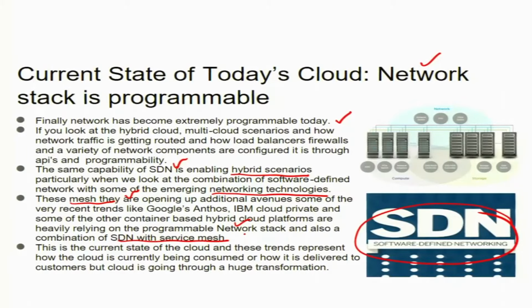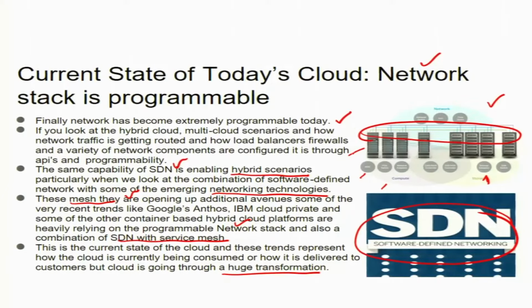So, this is the current state of the cloud, and these trends represent how the cloud is currently being consumed or delivered to the customers. But the cloud is going through a huge transformation that is not confined to a highly centralized set of resources. You can also understand through this figure that you have many computing nodes and storage nodes, often connected by a network.